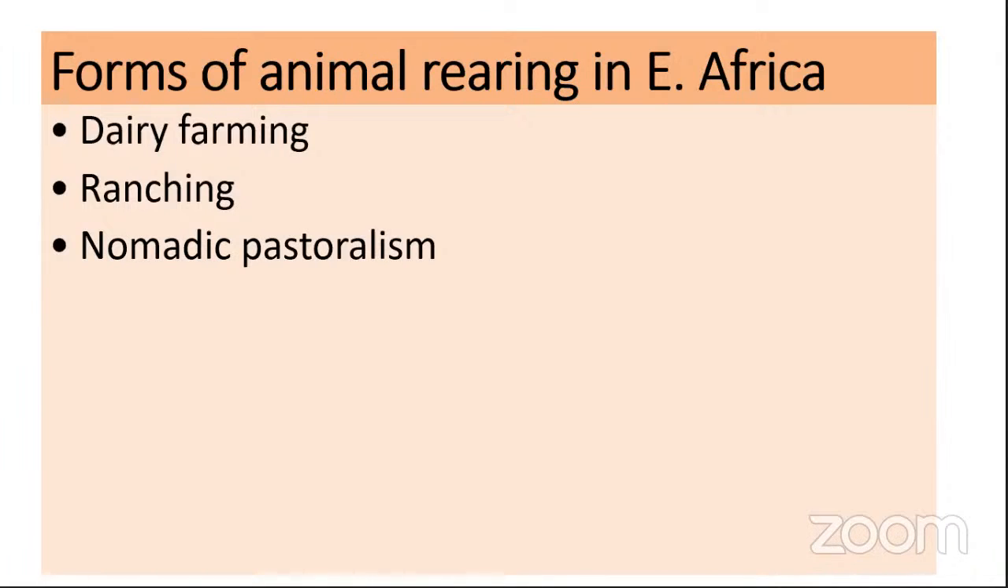Then we get to ranching. What is ranching? Places where ranching is carried out, problems facing ranching as a form of animal rearing, and then also nomadic pastoralism. That's what we are going to start with when we meet again, perhaps on Monday. I don't know whether tomorrow we have a lesson, but perhaps on Monday.